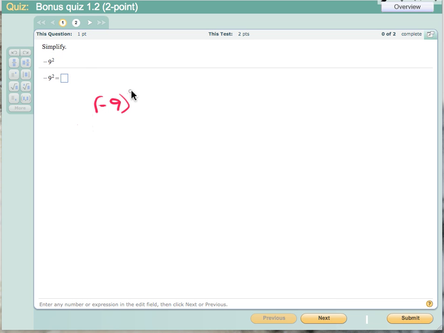a negative 9 squared, or it certainly could be this situation, sort of like a negative 1 times a 9 squared. Now in this situation, the negative is part of the squaring process, it's within it, and we would get a positive 81. Over here, however, we have 9 squared, which is 81, and we're multiplying by a negative 1, which is a sign changer, and we would get a negative 81.